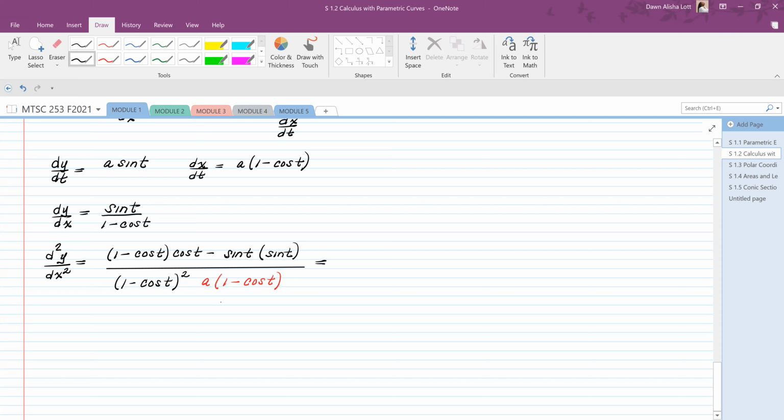And that simplifies to negative 1 divided by a times (1 minus the cosine of t) squared. And that's cool because it's always less than 0, so it's always concave down, and that is exactly what we get. We get that, which is always concave down. Okay, nice, cool.